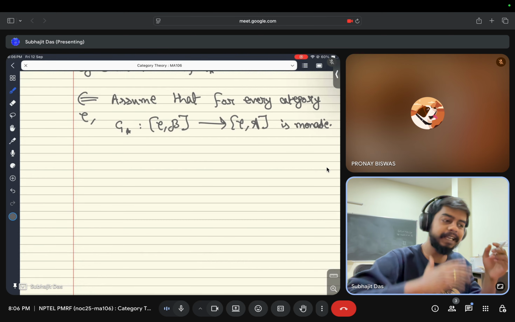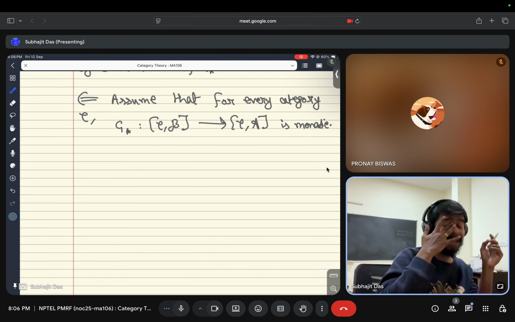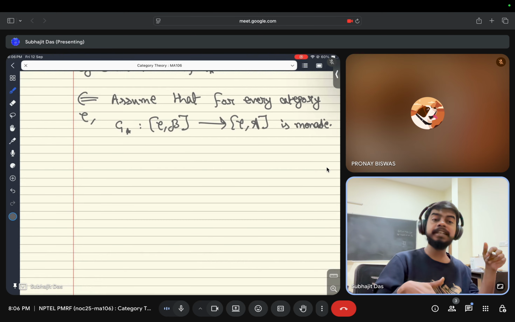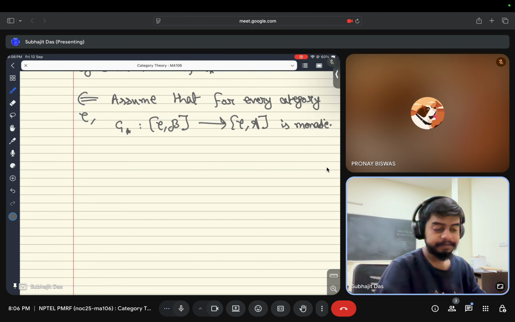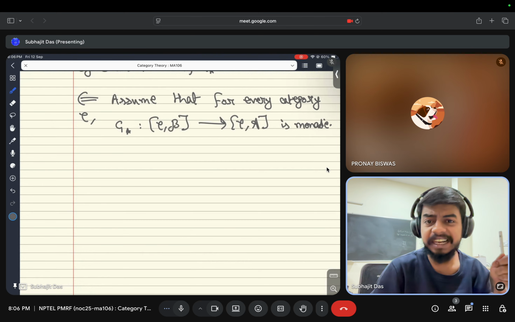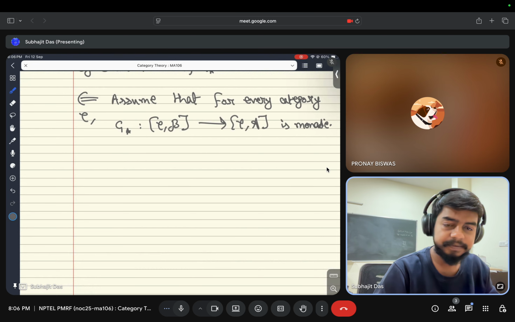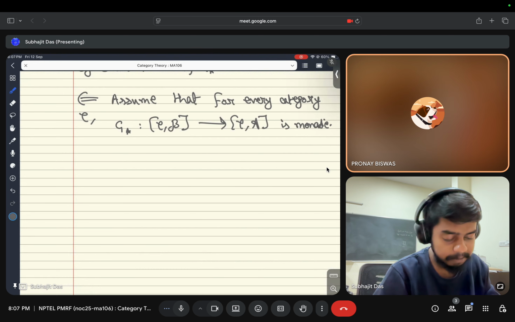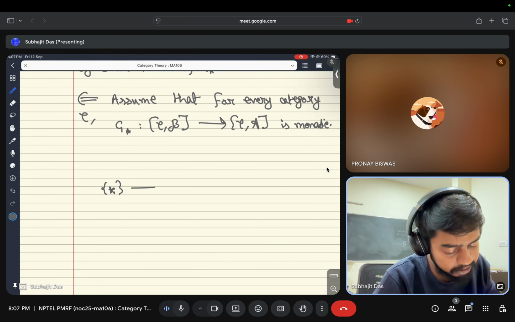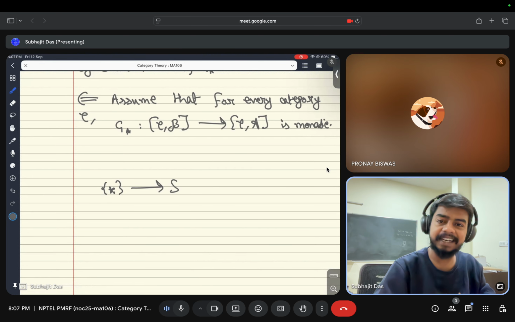So for example, the category of sets has a very nice, interesting property that it is a concrete category, right? You can talk about elements of a set. How exactly are elements of a set detected? Maps from the singleton, the terminal object, to a set S are exactly the elements of S.